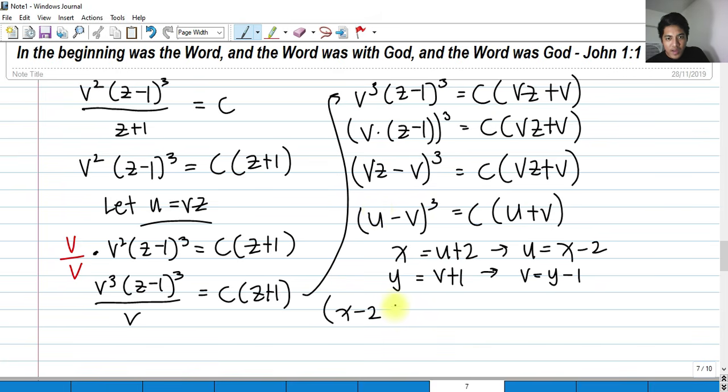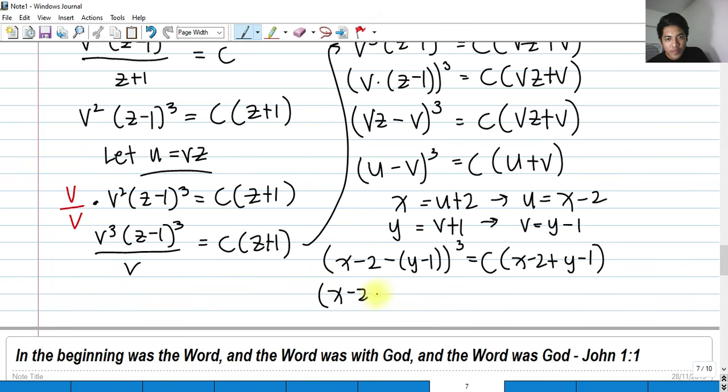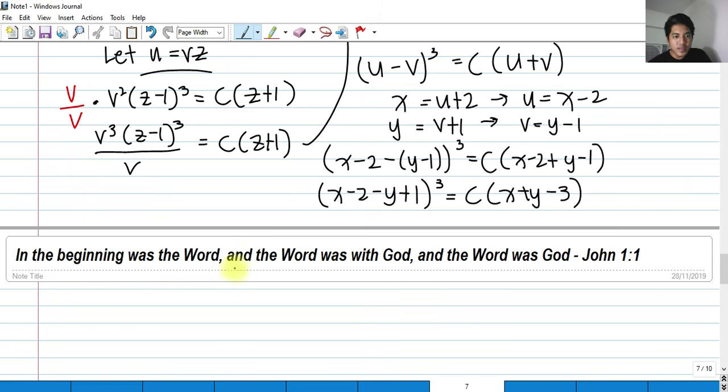That's U minus V, which is y minus 1, raised to 3 is equal now to C times U, which is x minus 2, plus V, which is y minus 1. Upon simplifying, we have x minus 2 minus y plus 1, because this is a minus distributed with a negative sign, plus 1, cubed, equals C. Negative 2 minus 1 is negative 3. So we have x plus y minus 3 here on the right side. And if we simplify this, this should be x minus y.